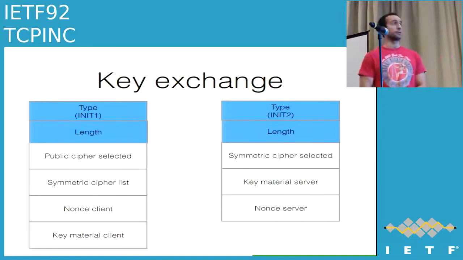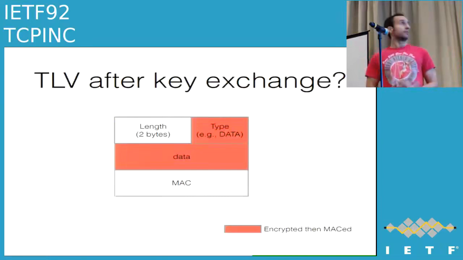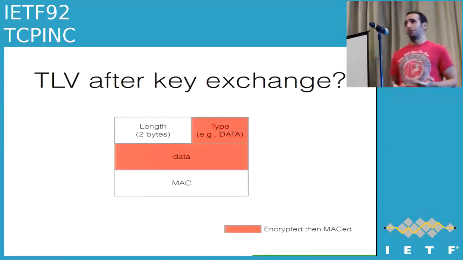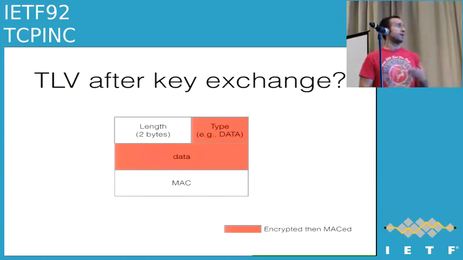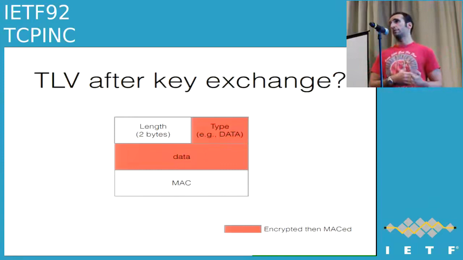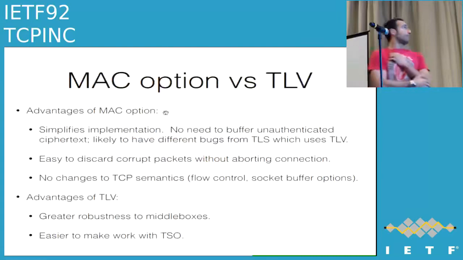So next slide. What we would do is we would have a length, a type, which would probably be like user data or rekey or whatever it is, and then the actual data, which is encrypted, followed by a MAC, right? So whatever we're doing today in options, we could just move it down to the byte stream, right? There's no real main change here. It's more of a design choice. And so really, the question comes down to what are the trade-offs?